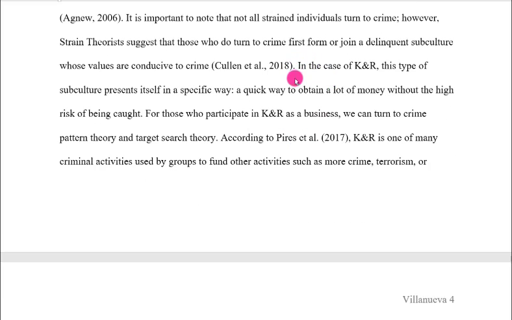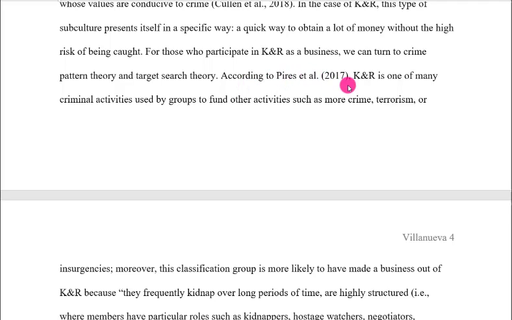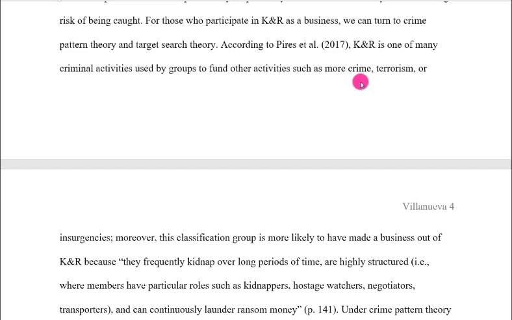Right away, we see the phrase "in the case of K&R," comma. This is our intro phrase yet again. And then we have a complete sentence after. This type of subculture presents itself in a specific way. We have another "for" here, which means we have a comma, and then another "according," which means we have a comma after. We have some more listings.